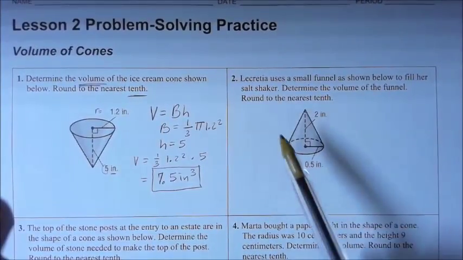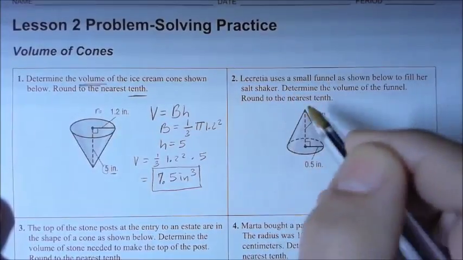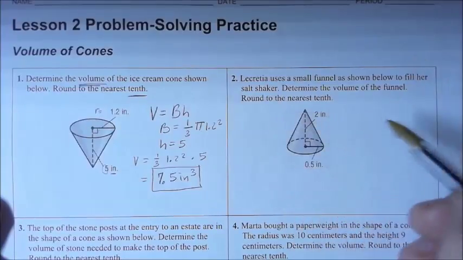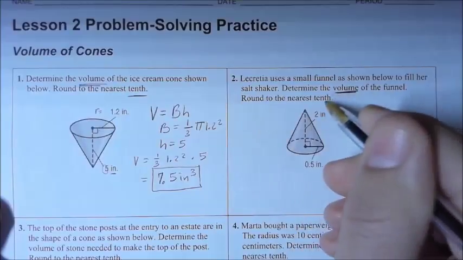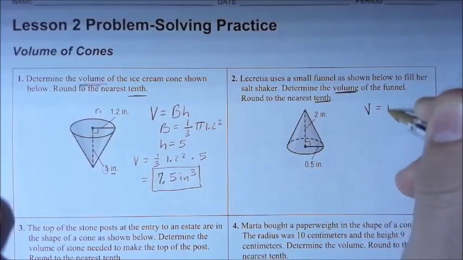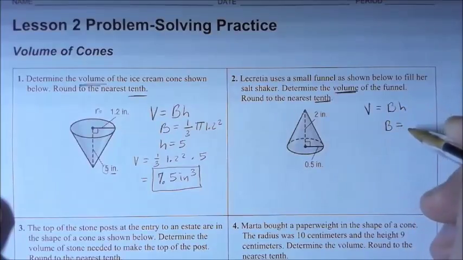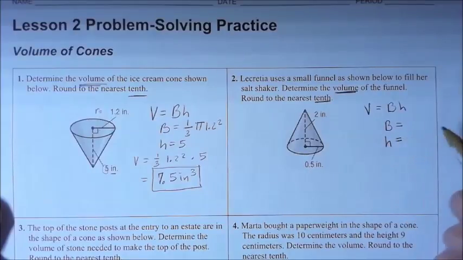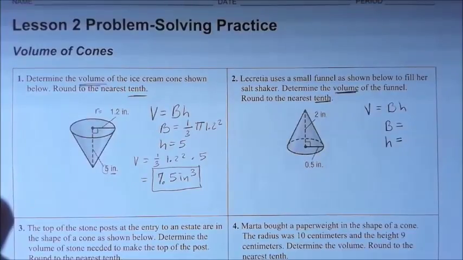So on number 2, it's much the same. It says Lucretia uses a small funnel as shown below to fill her salt shaker. Determine the volume of the funnel and round to the nearest tenth. So we have V equals big B times H. We need to find big B, and we need to find H. So you go ahead and try this one on your own, and then let's move to the next one.